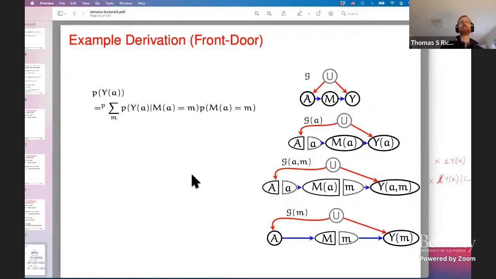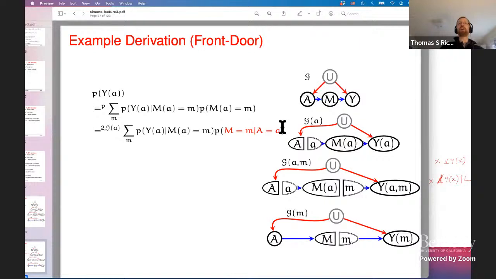Okay, so let's just show how we can derive the front door. This is the front door graph. These were previously being called, Spencer had different names for the variables, but it's the same graph. Okay, so I want to know P of Y of A. Just the law of total probability lets me express that this way.